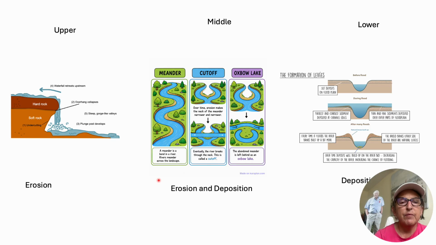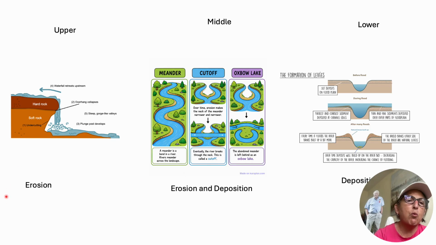And this is a result of both erosion and deposition, isn't it, Sir Dave? Yes, it is. And then in the lower course, the most common landforms you will see there are levees, which are these little natural banks that build up due to repeated flooding. As the water flows over, it loses speed and deposits its load, creating these natural banks, and either side of those banks you've got the floodplain. Okay, and that's the primary process at this stage, is deposition.